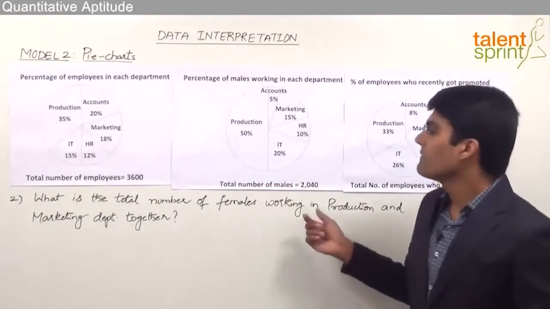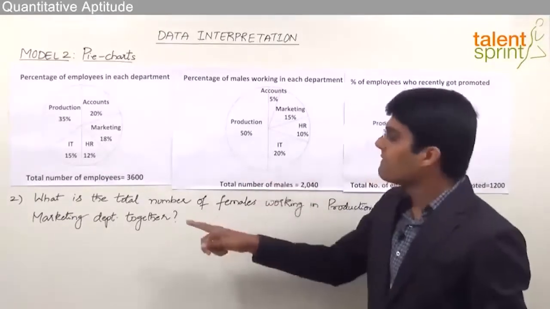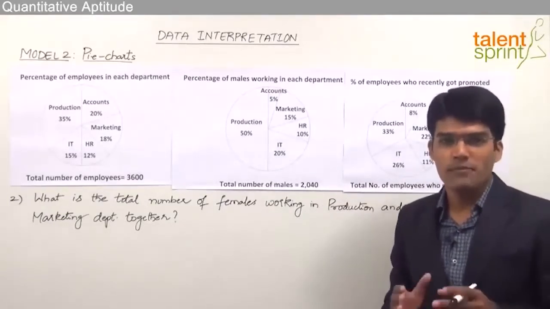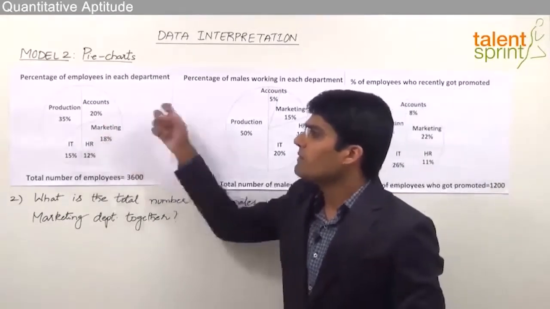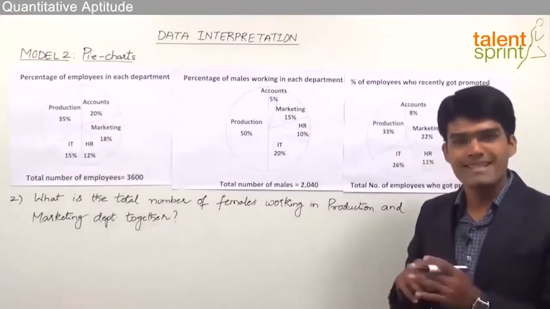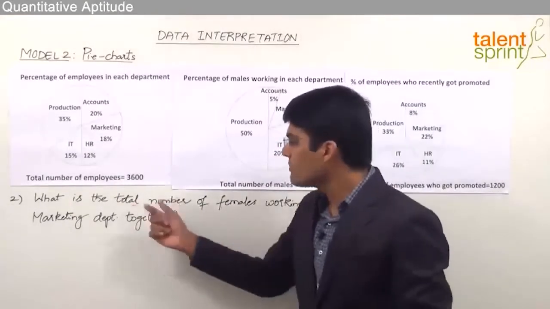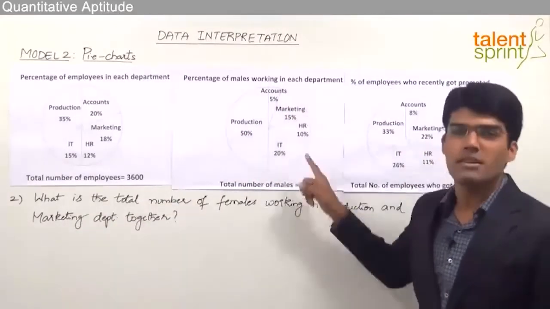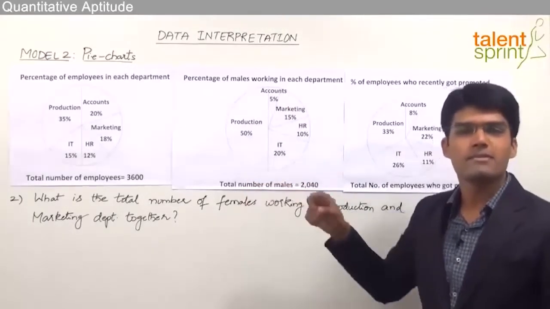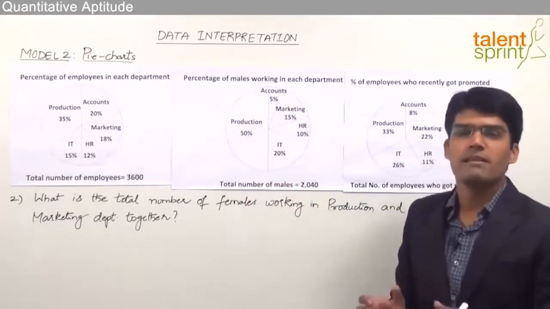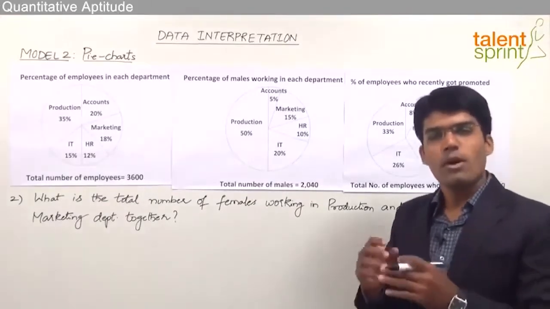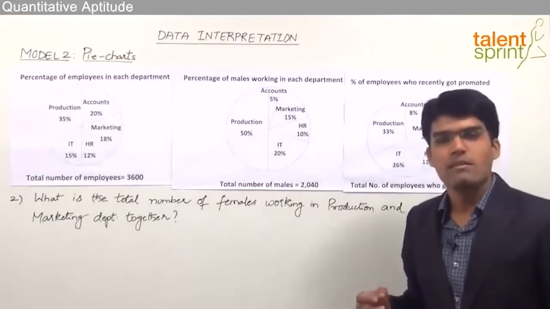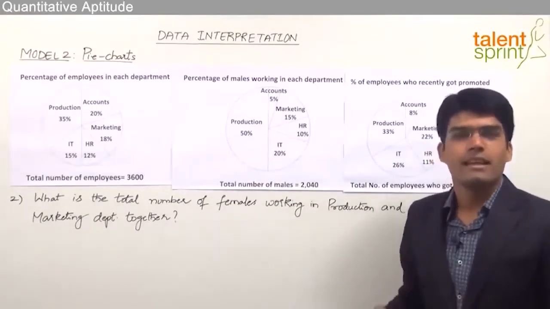So here also we can find out the females in production department and females in marketing department and then add both the values to get the required answer. But friends, if you understand, there is no need to find out females separately for both the departments. Instead, we can directly find out what are the total number of employees in production and marketing department together. We can then find out total number of males in production and marketing department together, and by taking the difference of these two values, we will get the number of females in production and marketing department together. So the point here is, instead of doing individual calculations for production department and marketing department separately, we'll try to club them together and get the answer in a single calculation.